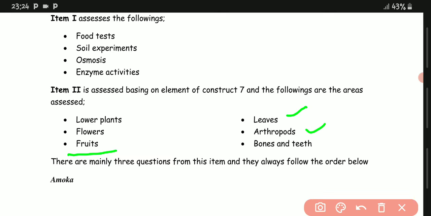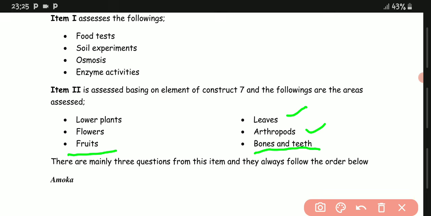Arthropods are insects, and we all know this one is also taught in senior 1, insect biology. Then we have bones and teeth. Now the bones and teeth, this is senior 3, locomotion, and the teeth we have there. Now bones, we have the lumbar, cervical, and the thoracic. Then the teeth, you have molar, premolar, incisor, and the canine.